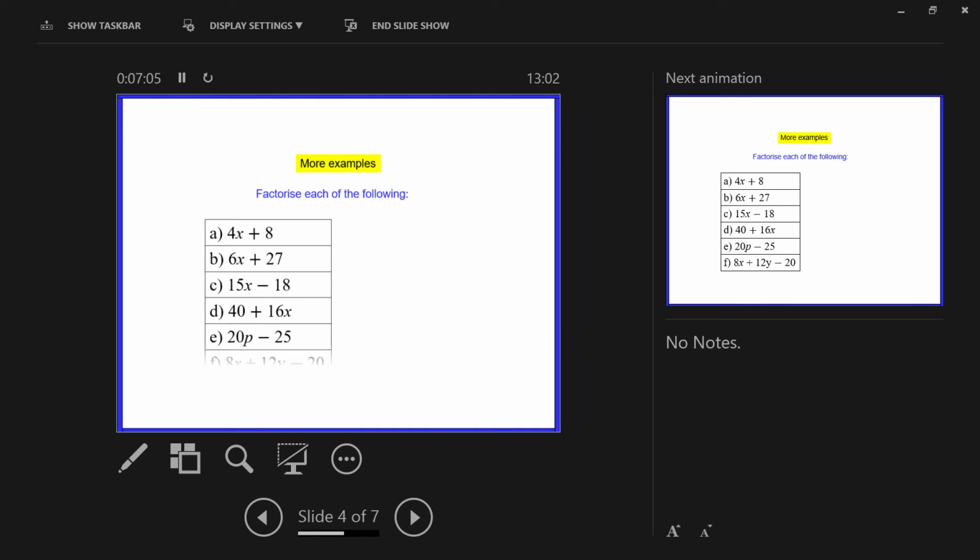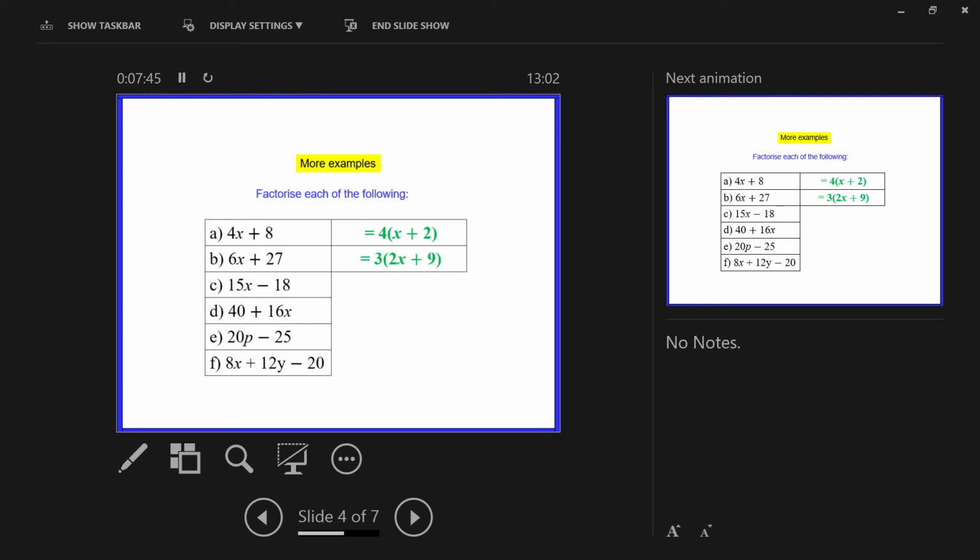I'm going to ask you this. Factorize each of the following. So the 4x plus 8, that factorized would then be 4 bracket x plus 2. This side is all the answers. The right-hand side is what would be your answer. And in the test, you get a mark for the common factor and you get a mark for the bracket. Okay. Right, so 6x plus 27. What's the highest common factor there?